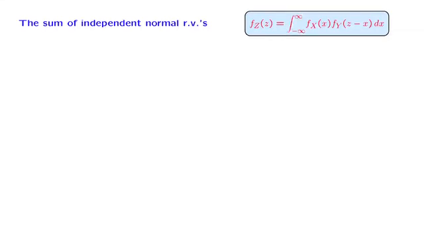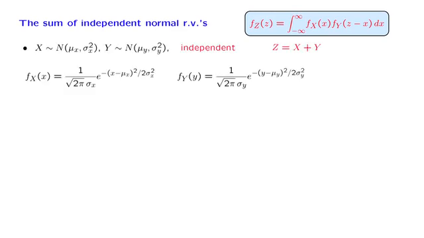In this brief segment, we discuss an important application of the convolution formula. Suppose that x is a normal random variable with a given mean and variance, so that the PDF of x takes this form. And similarly, y is normal with a given mean and variance, so its PDF takes this form.